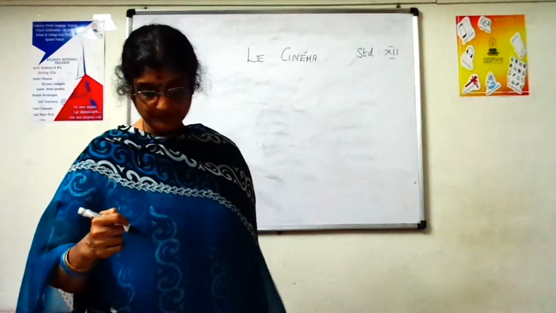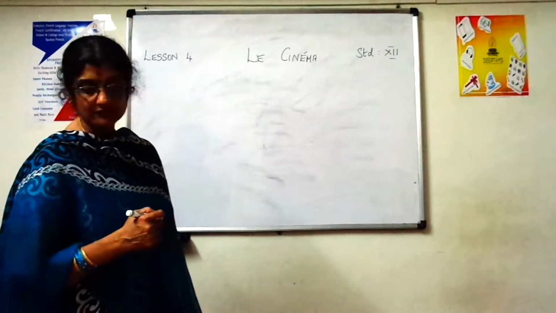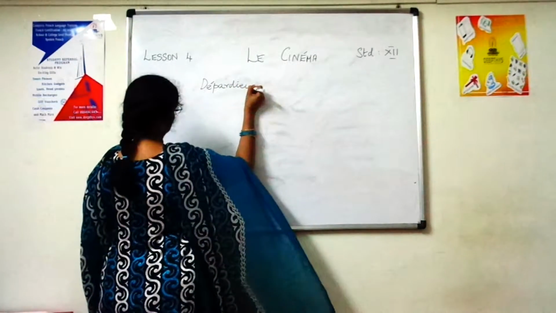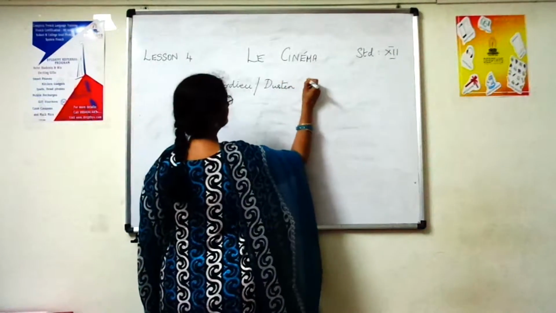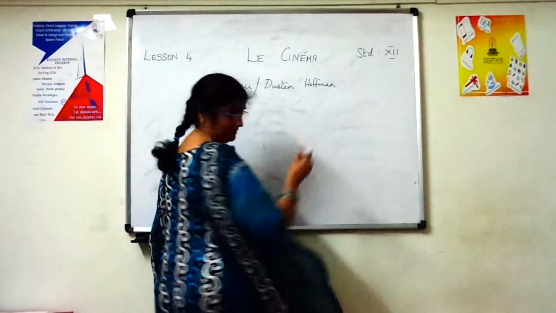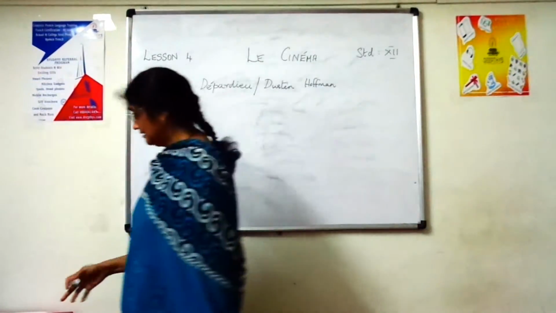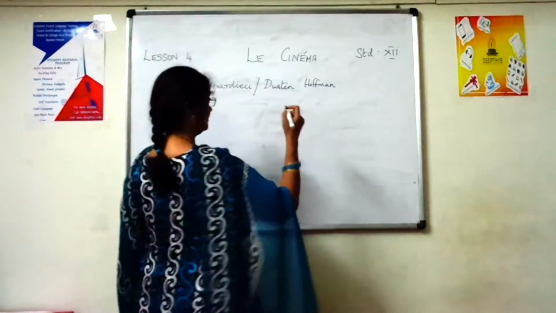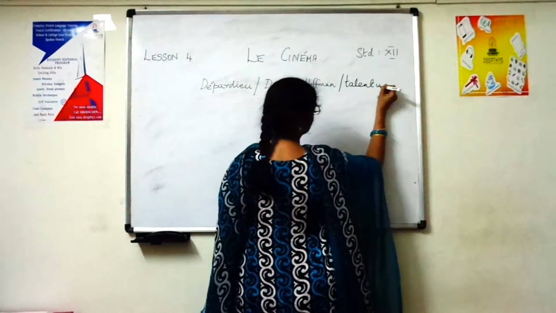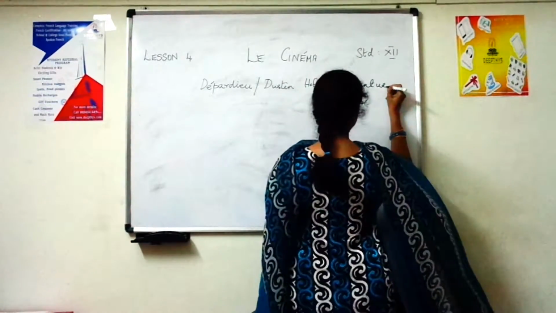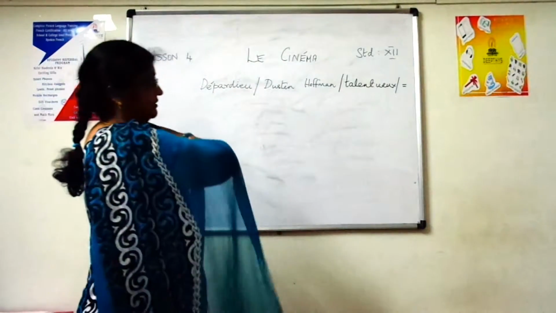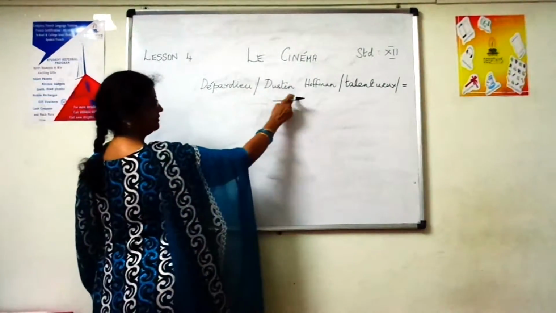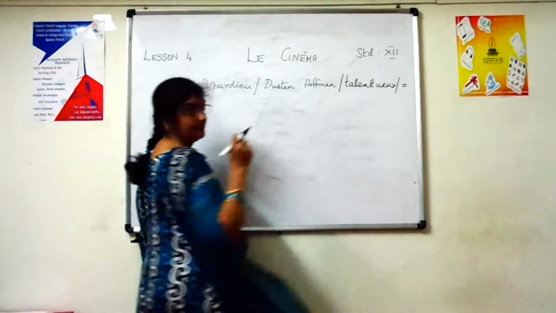Here they are comparing two people and both of them are actors. One is a French actor, one is a Hollywood actor. Depardieu, Dustin Hoffman, and they are saying talentueux. And they have given equal to. So they are comparing two people and saying they are equally talented. Again, they are both masculine. This is masculine, so this also remains masculine. The adjective also remains masculine.